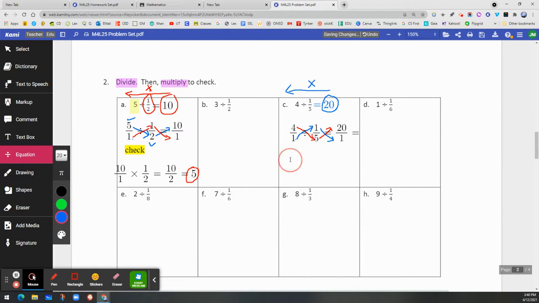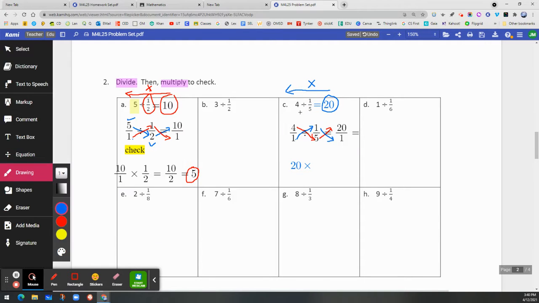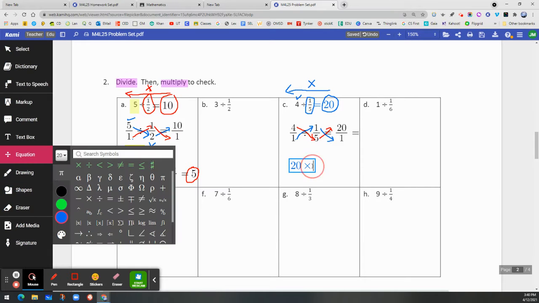20 times, let me insert the symbol, 20 times, and the next number on our quest to check is going to be 1/5. So 20 times 1/5 has to give us this 4, the dividend, as the answer on the multiplication. So let's do that. 20 times 1/5, that's going to equal a number. It should be 4. Now we have a whole number, so to make the whole number work for us, we are going to write a 1 on the denominator.